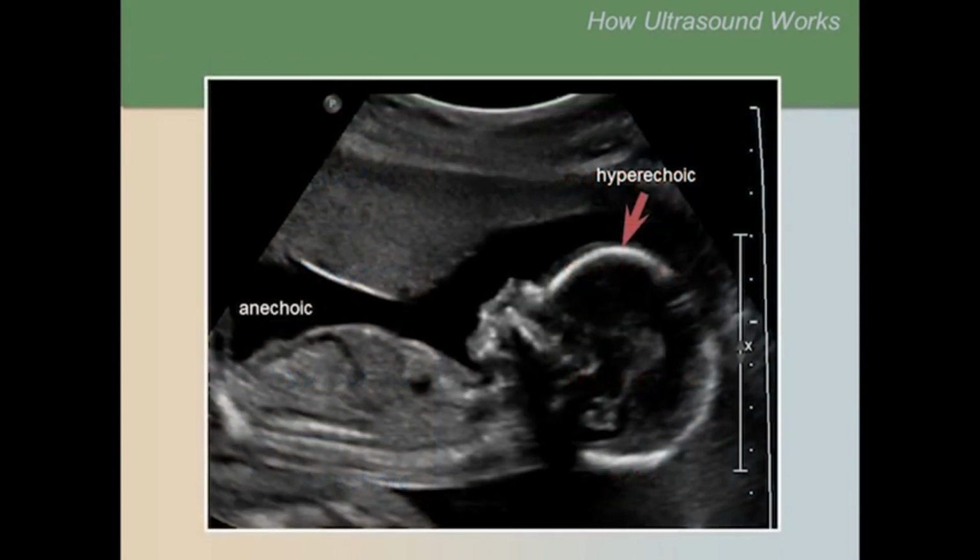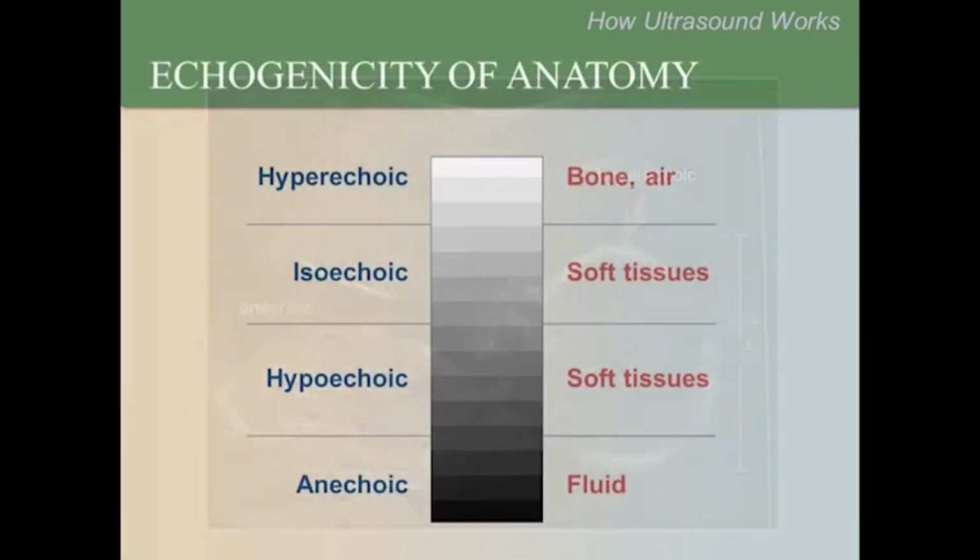In this image, the amniotic fluid is anechoic and the skull is hyperechoic. What does that tell us about the echoes in these 2 areas? This means that there are no echoes from the fluid, and there are strong echoes coming from the bone in the skull. Bone and air are the most echogenic. They are hyperechoic and will appear white. Fluids, including blood, amniotic fluid, and urine in the bladder, are anechoic and will appear black.